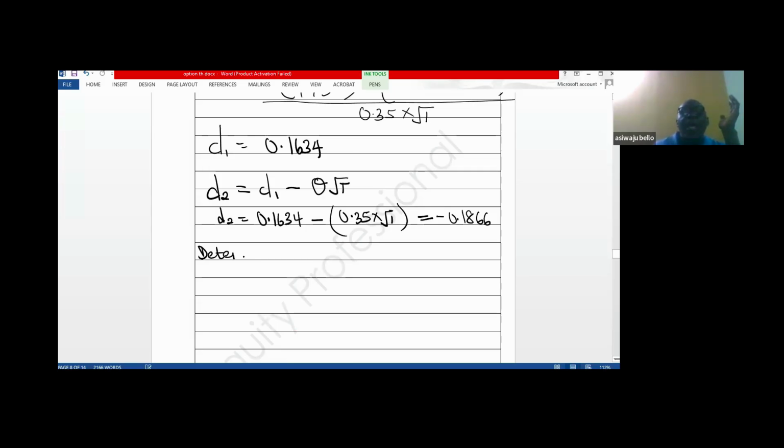As soon as you are done, next, determine ND1 and ND2 using the normal distribution table, subject to 0.5 plus or 0.5 minus.